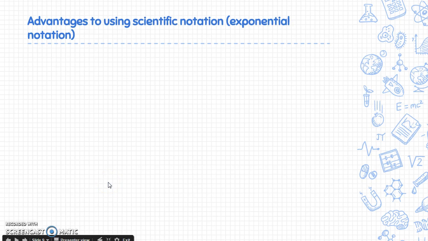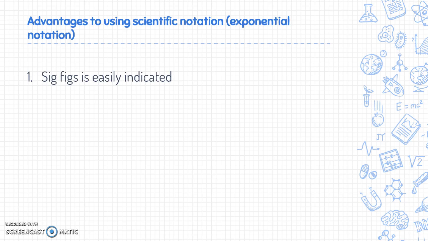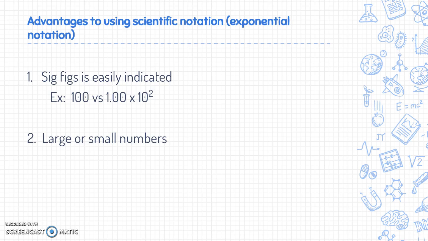Some advantages to using scientific notation, also known as exponential notation. This, as I mentioned earlier, allows us to indicate the number of significant figures easily. It also helps us convert large or small numbers into something more usable. For example, writing 0 point, all of those zeros until we get to the 6, versus just writing 6.0 times 10 to the negative 11th. We have a smaller number to deal with, even though value-wise they're the same.